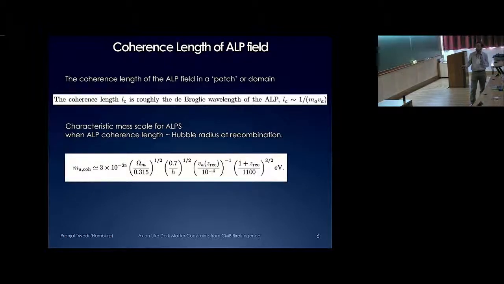This is the CDM velocity at recombination, basically from the amplitude of adiabatic perturbations. And this is of course the redshift of recombination. So with this, we can set a coherence length for the ALP field, which is dependent on the ALP mass.